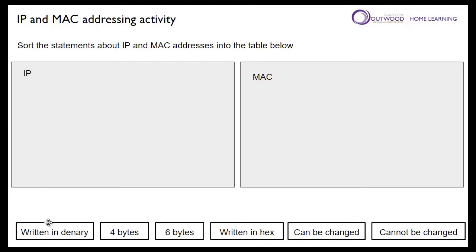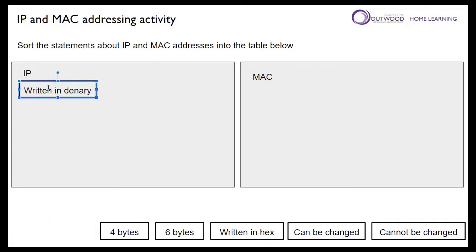So first of all, we've got written in denary. Well, the answer to that is IP addresses. They go in the format of 4 sets of numbers. For example, 192.168.0.1. Now, as I said, they take 4 sets of numbers. The maximum number they can be is 255. And we know that 255 as a binary number has 8 bits, which is 1 byte. So 4 sets of them means an IP address uses 4 bytes.